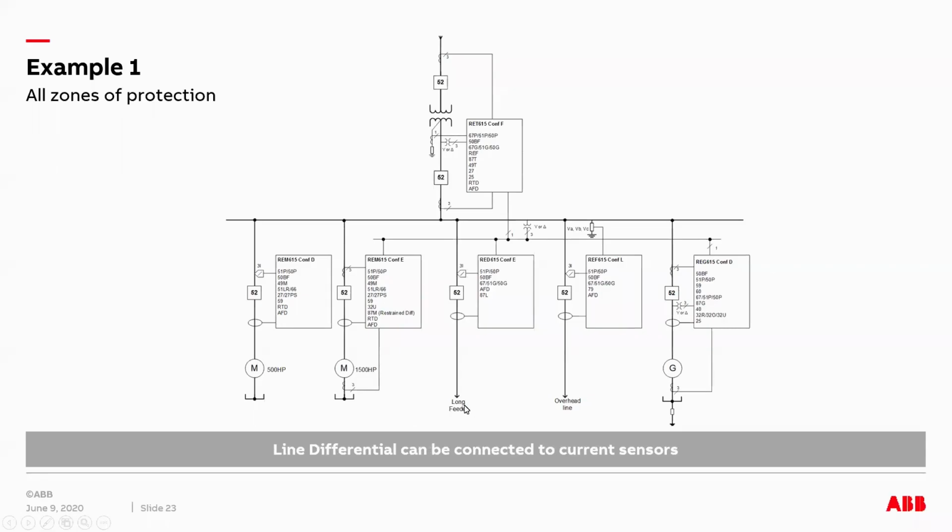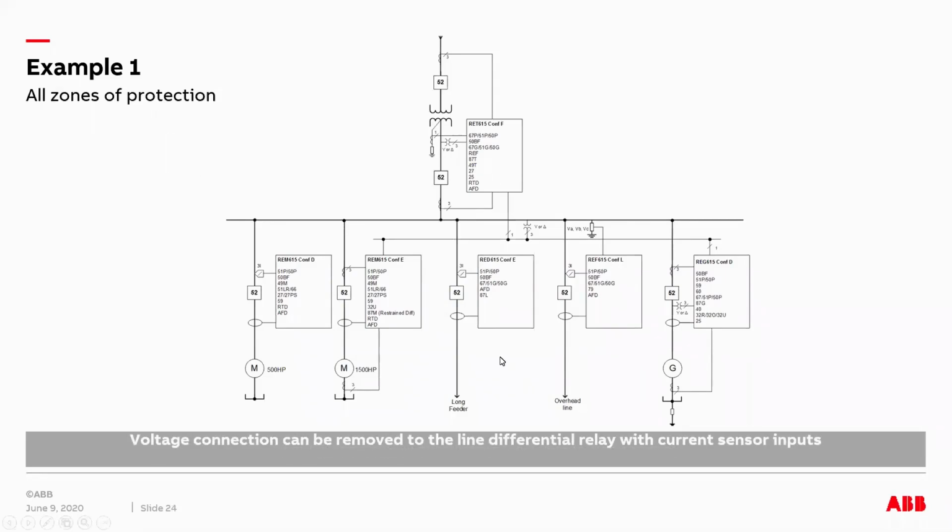As a next step, we can also use a differential relay using current sensor. So we have a differential relay RED 615 configuration E, which works on current sensors. So we can use a current sensor as an input for this relay, and then we can achieve the current differential protection.